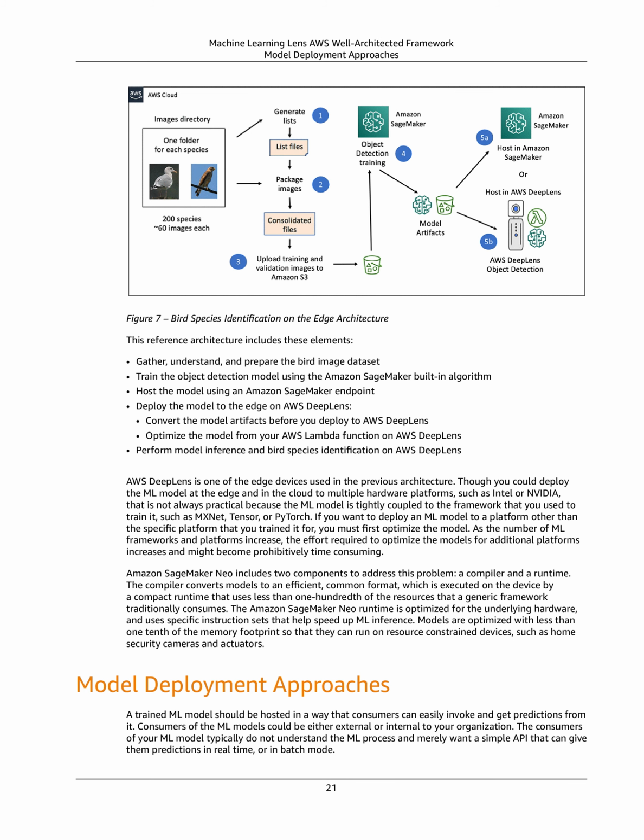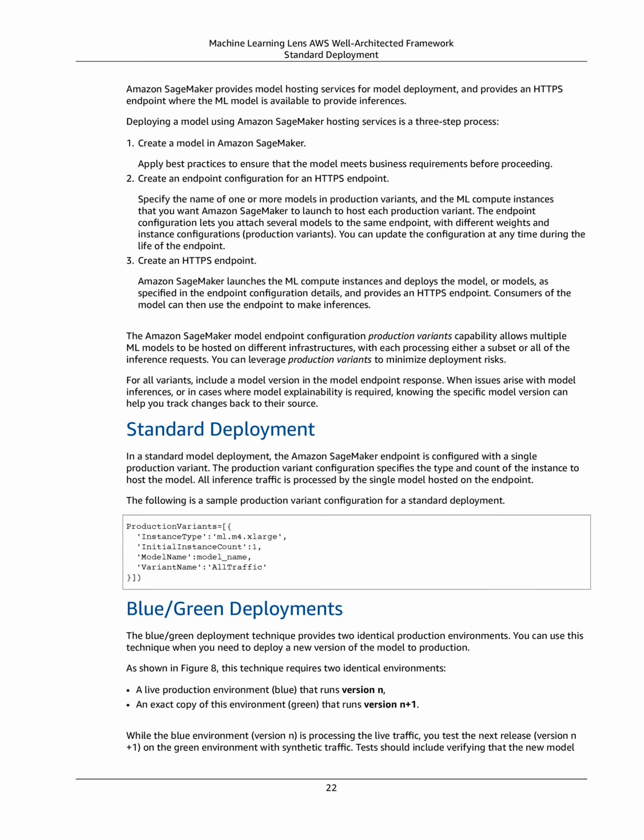Model deployment approaches. A trained ML model should be hosted in a way that consumers can easily invoke and get predictions from it. Consumers of the ML models could be either external or internal to your organization. The consumers of your ML model typically do not understand the ML process and merely want a simple API that can give them predictions in real time, or in batch mode. Amazon SageMaker provides model hosting services for model deployment and provides an HTTPS endpoint where the ML model is available to provide inferences. Deploying a model using Amazon SageMaker hosting services is a 3-step process.